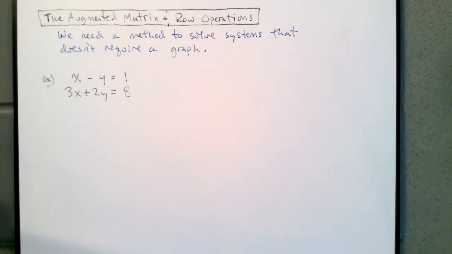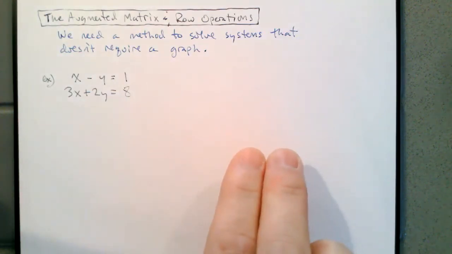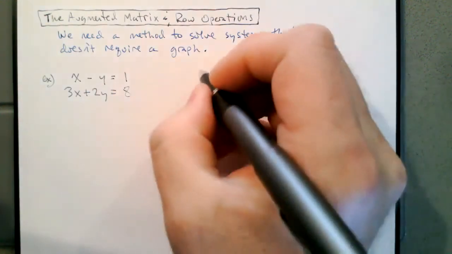So we need to break this down into pieces. Here's what we're going to do. I'm going to take this system and I'm going to encode it into an augmented matrix. I'm just going to write down the augmented matrix and see if we can figure out how I did such a thing. So first of all, I need to write a matrix.